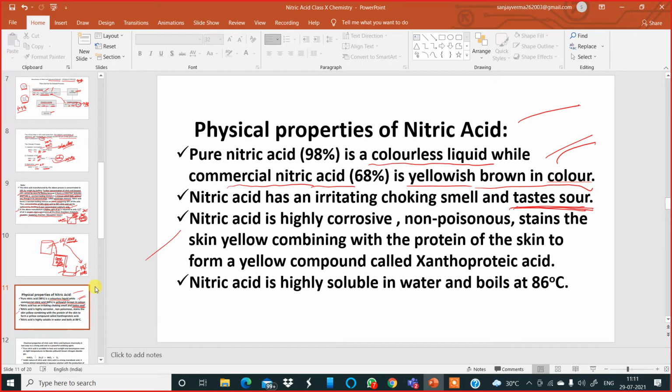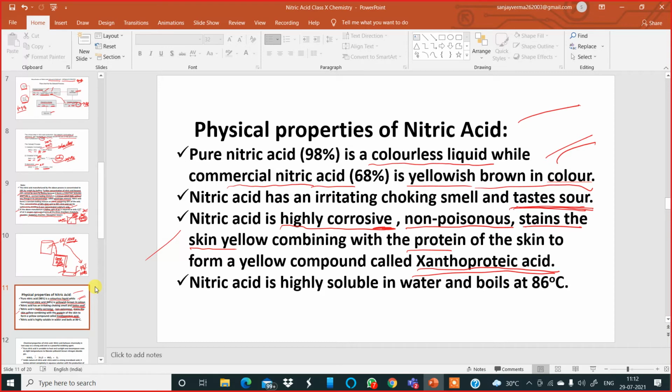Next point, nitric acid is highly corrosive in nature. It is non-poisonous, but it stains the skin yellow. If it falls on your skin, it will become yellow, not black. It becomes yellow because it combines with the protein of the skin to form a yellow-colored organic compound called xanthoproteic acid. The protein of the skin reacts with nitric acid to form a complex acid called xanthoproteic acid, the formula of which is not required in class 10. It is not required in class 11 or class 12 either.